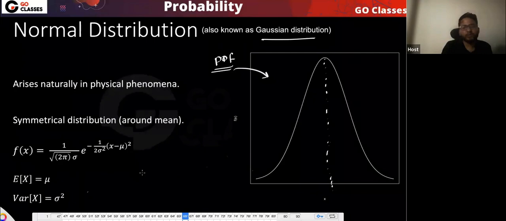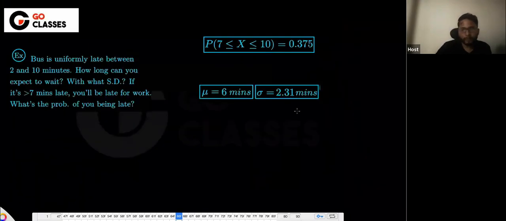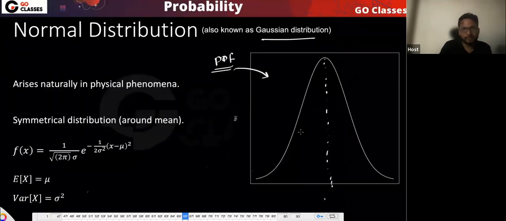See, in case of uniform, what was the formula of PDF? Do you remember? It was 1 upon b minus a. Okay, in case of uniform. Here it has some formula which looks like this, 1 upon under root 2 pi sigma, or maybe something like this. Let's not worry about this formula at all. For the GATE purpose, this formula is not important, so I will not ask you to remember it. But yes, there is some formula of PDF.